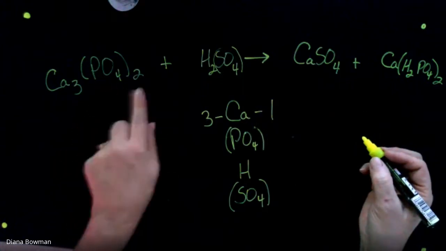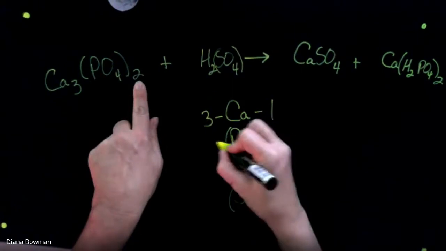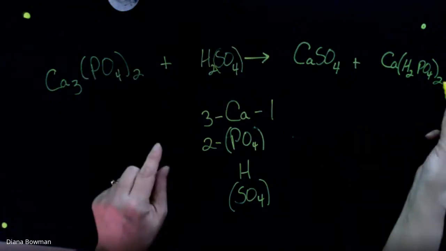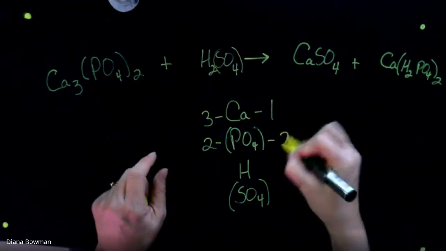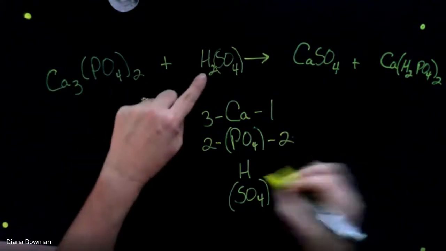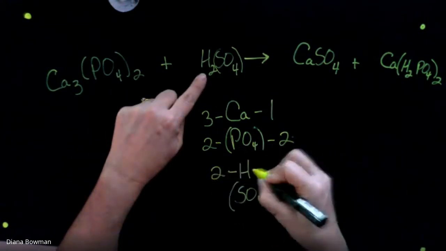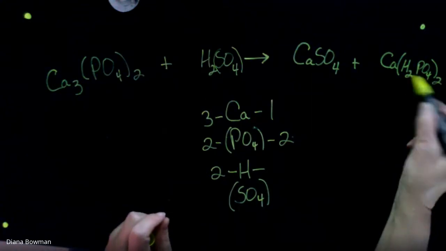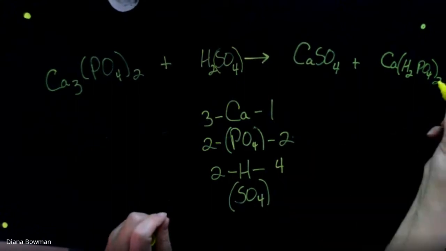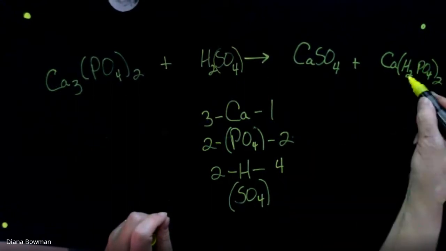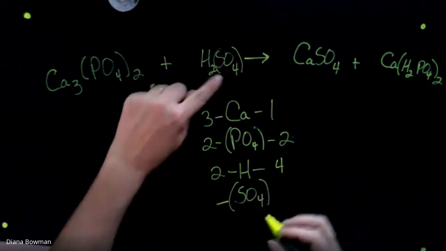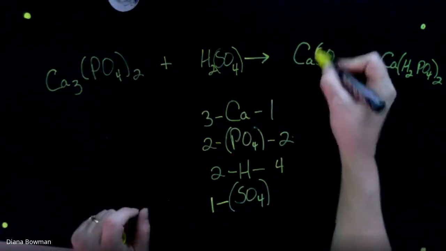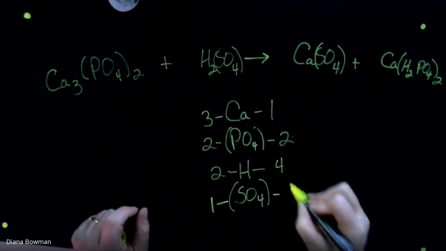PO4, how many of these are there? Well, you go to the outside subscripts. So there's going to be 2 PO4s, so 2 times this quantity. And then over here, we've got 2 PO4s again. The next thing I have is hydrogen. I have 2 of them. And over here, I have 2 times 2, so I have 4 of them, because this 2 is going to be multiplying this whole thing. SO4s over here, there's no number outside of this, so I know that there's 1. And over here, this SO4, there's no number, so that's also going to be a 1.